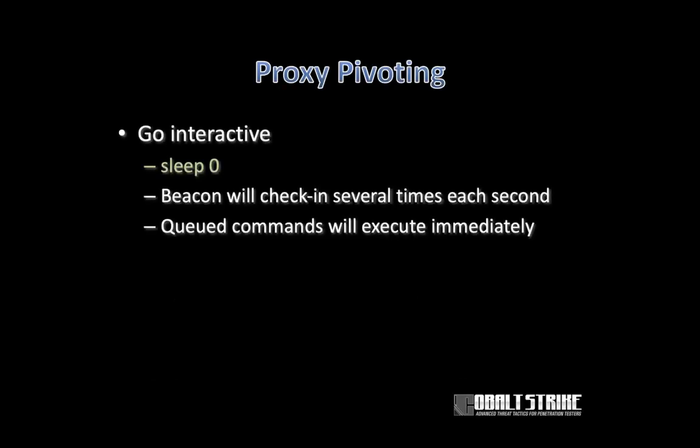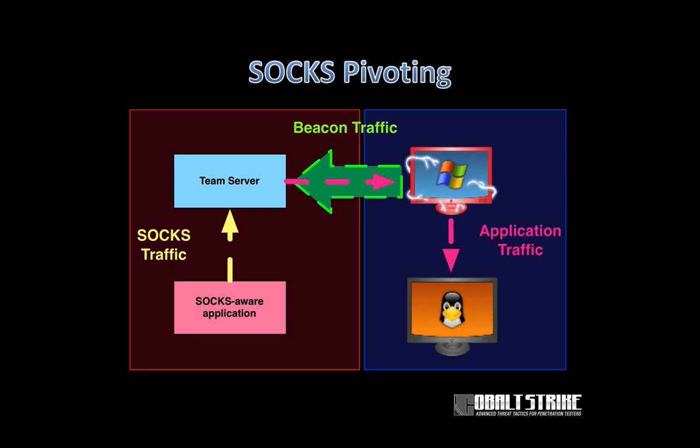When you're using your Beacon communication path as a proxy to relay traffic into your target network, it is important that your beacon is checking in as often as possible. The delay between each beacon check-in will introduce latency in your proxy pivoting traffic. To make your beacon session interactive, use the sleep 0 command in the beacon console. This will ask beacon to check in several times each second, giving you the best performance when you are doing proxy pivoting. One form of proxy pivoting is SOCKS pivoting.